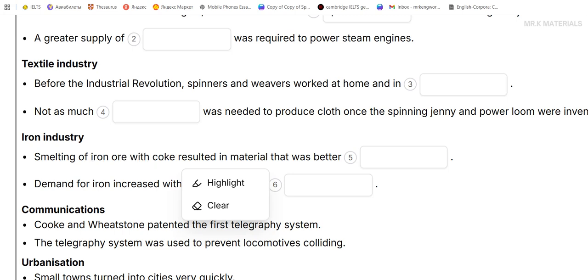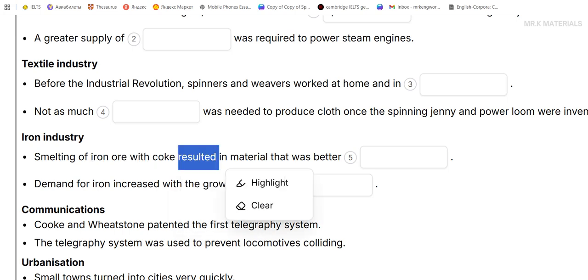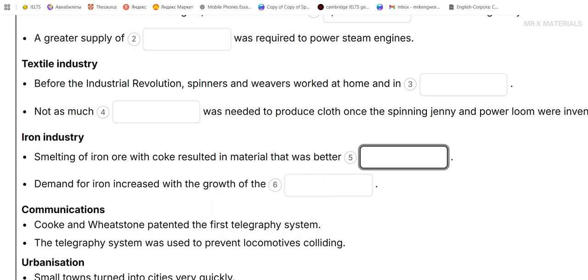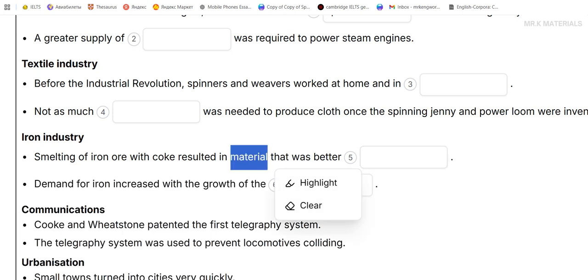Iron and coke resulted in what? So what was the result of this? It resulted in a material that was better. Yeah, it's some quality, right? So it's like some adjective should be here about durability. I don't know. Was better color? I don't think it should be better color. I cannot really imagine what word can be put here, but I know it should be some quality of the material.